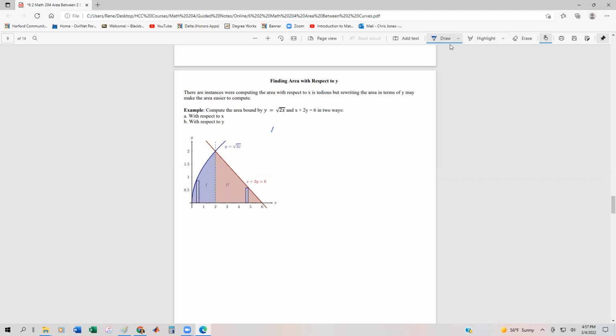So for area 1, clearly we can see 0 to 2 are the bounds. And the top function is the square root of 2x, and the bottom function is just y equal 0. All right, so really we don't subtract out anything. I mean, technically it would be square root of 2x minus 0, but we don't even care about that. So this would be integral square root 2x dx, and that would represent area 1.